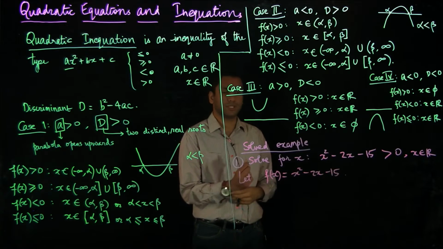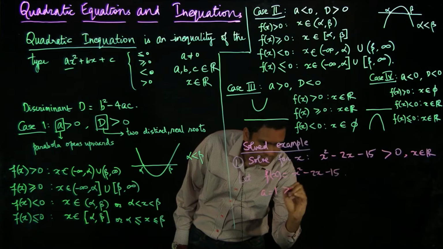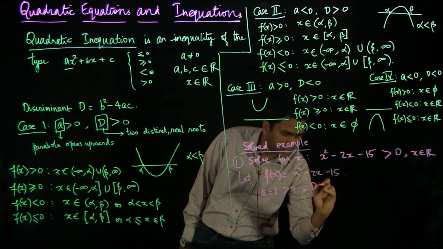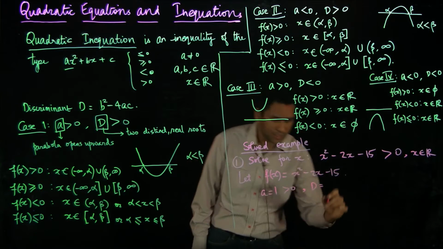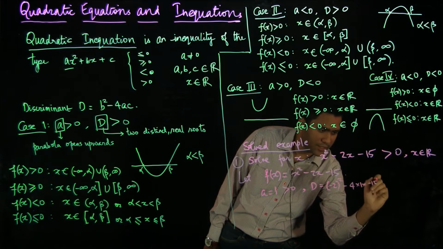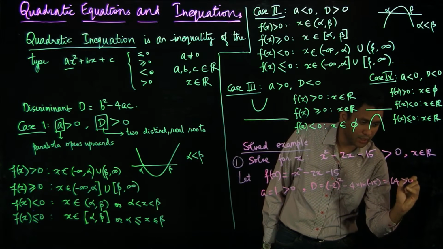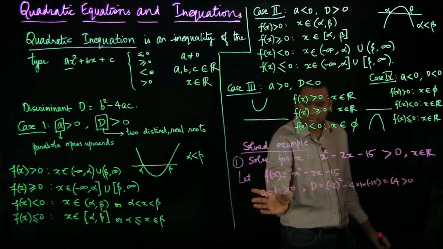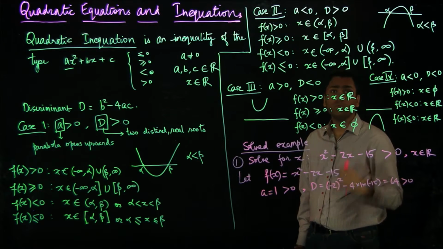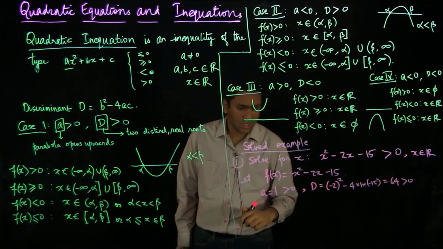So if you compare this with ax squared plus bx plus c, you already know that a equals 1, which is greater than 0, which means the parabola would open upward. And you can also compute the discriminant, which is b squared minus 4ac. So b squared is minus 2 squared minus 4 times 1 times minus 15. So this would be 4 plus 60, so this is 64, which is greater than 0. So this means that a is greater than 0 and d is greater than 0. The parabola opens upwards, and there are two distinct and real roots of this quadratic equation, f(x) equals 0.